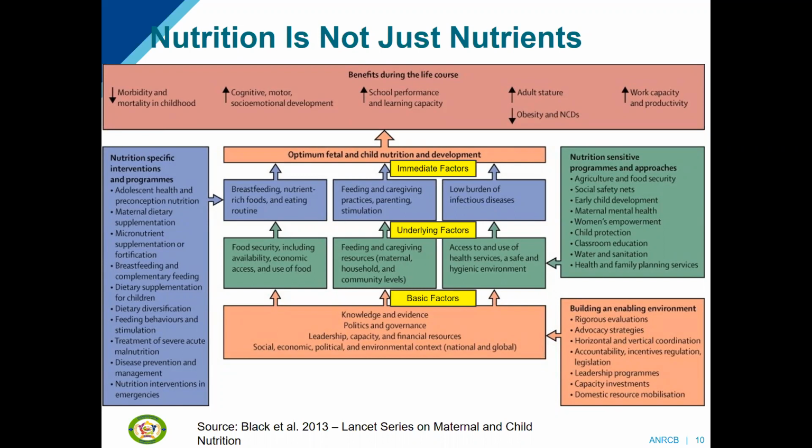For girls who grow up to become mothers, poor nutrition can affect the well-being of their future children, leading to intergenerational effects. So what leads to optimal fetal and child nutrition and development? First, we have immediate factors, which are shown in blue. These include a child's diet and how a child is fed, the care that a child receives from their family and community, and their health, especially the burden of infectious disease.